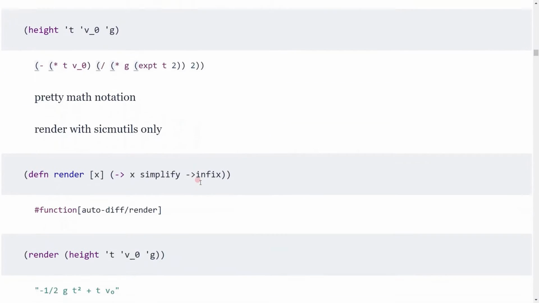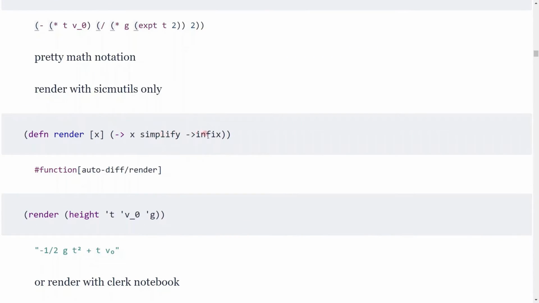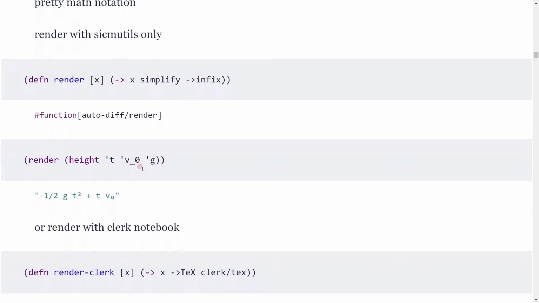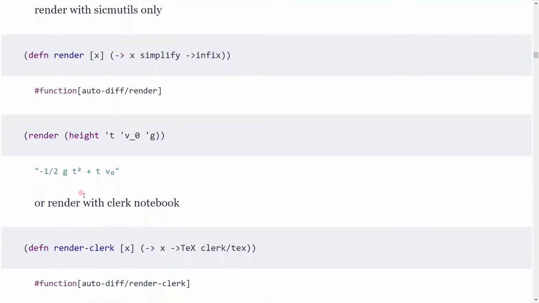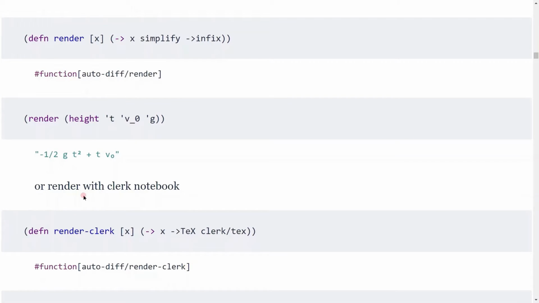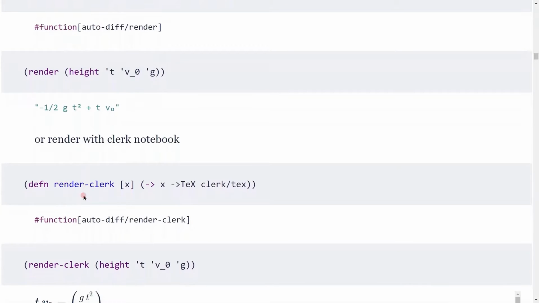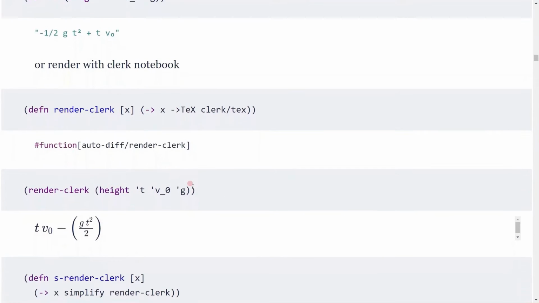We can use the simplify and ->infix functions from the SICMUtils library to create a render function, and if we call our height function with that render function, we will get a text version of a symbolic version of our function in infix notation that we are familiar with. We can also render our function to LaTeX. We'll create a render Clerk version that renders the function in LaTeX, and this is what it looks like.